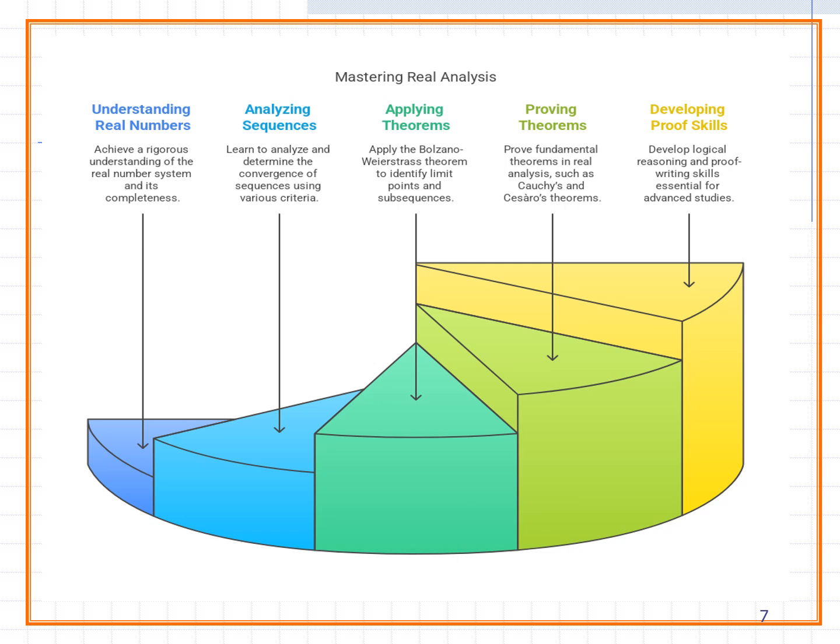At the same time, you can learn proving theorems. Prove fundamental theorems in real analysis such as Cauchy's and Cesàro's theorems. Developing proof skills: develop logical reasoning and proof writing skills essential for advanced studies. These are the major outcomes of Module 1. Let us see the basics of Module 1.